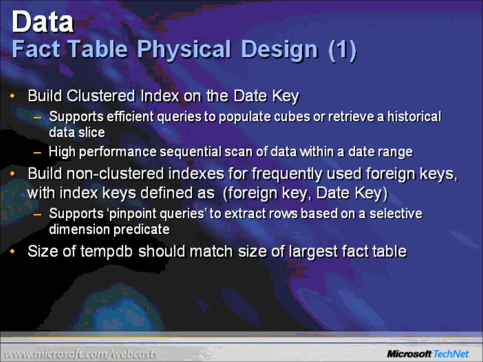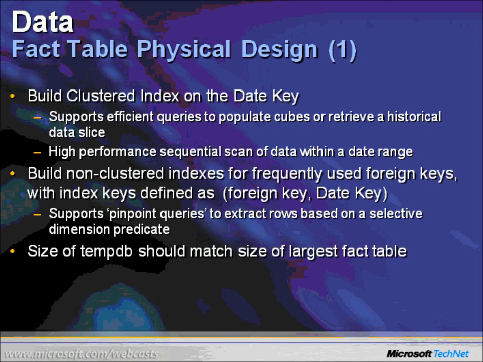More about fact table physical design. Build a clustered index on the date key. That's the surrogate key for date. Also, you should partition on the date key if the table is very large. It's larger than 50 gigabytes. And build non-clustered indexes on the frequently used foreign keys that are used for joining with dimensions.